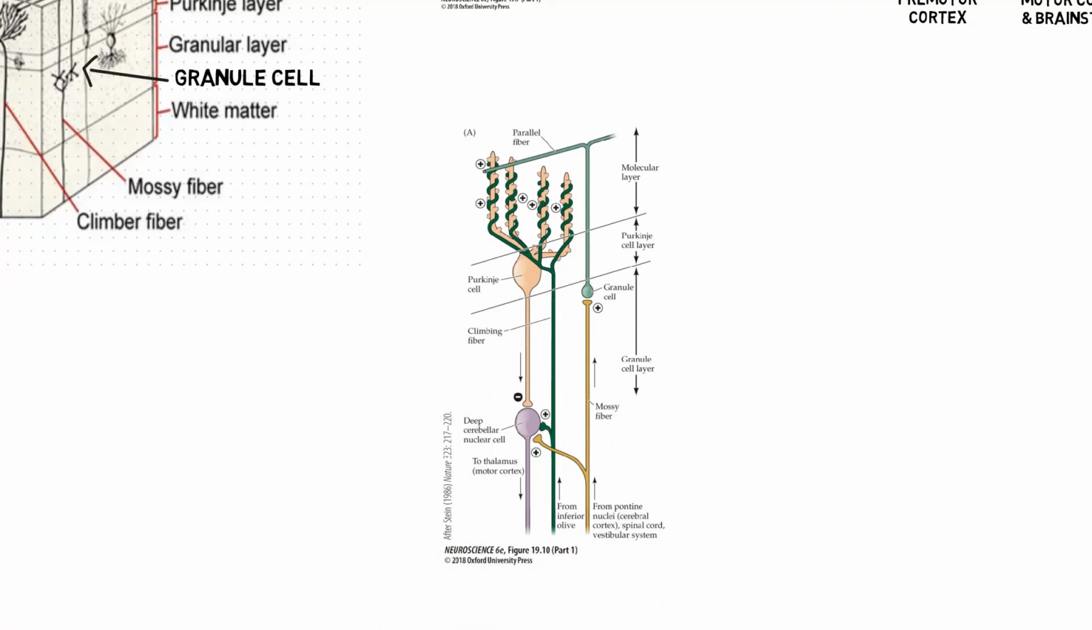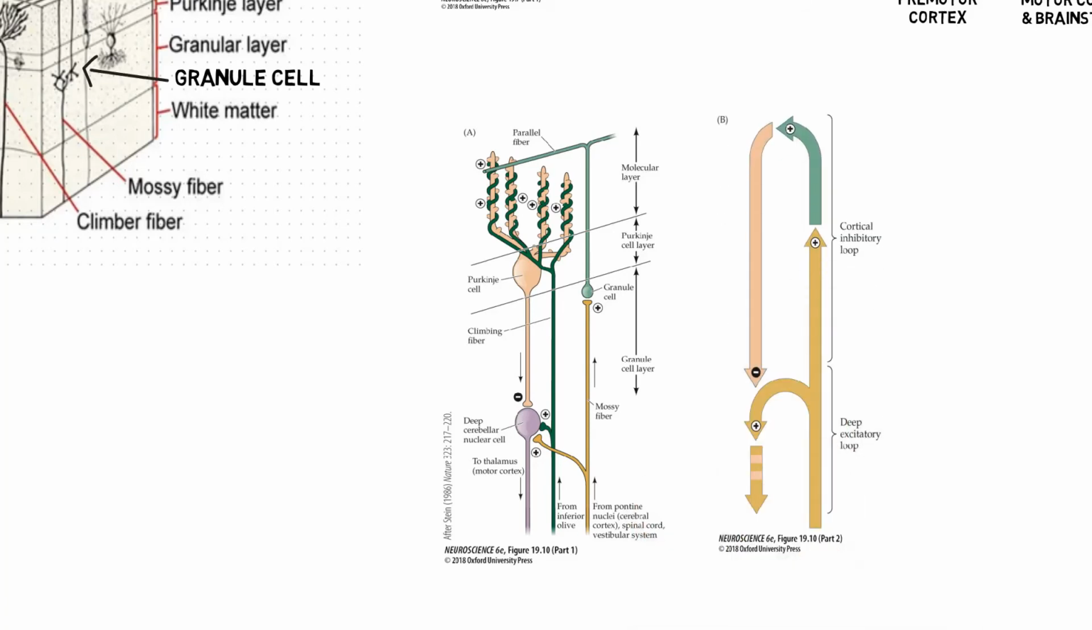This is a close-up of the interconnections within the cerebellum. The main neuron is the Purkinje cell. It receives excitatory input from the inferior olive through the climbing fibers, which wrap around the dendrites. The mossy fibers send excitatory input through the granule cells with their parallel fibers. The output of the Purkinje cell is inhibitory to the deep cerebellar nuclei, the dentate, fastigial, and interposed.